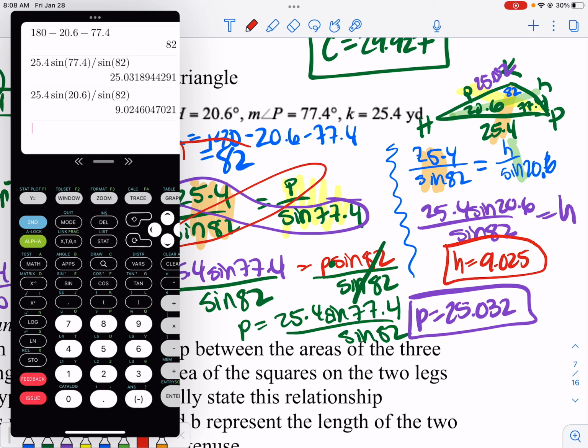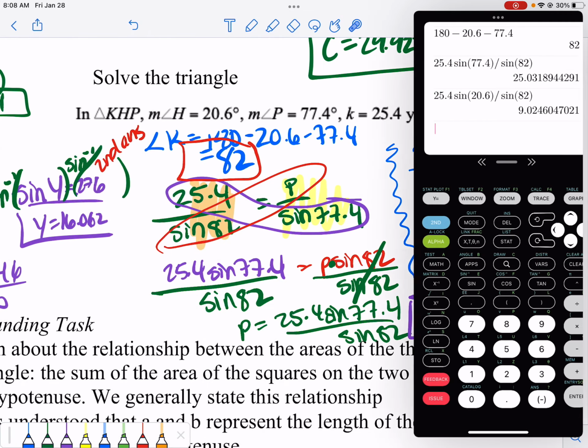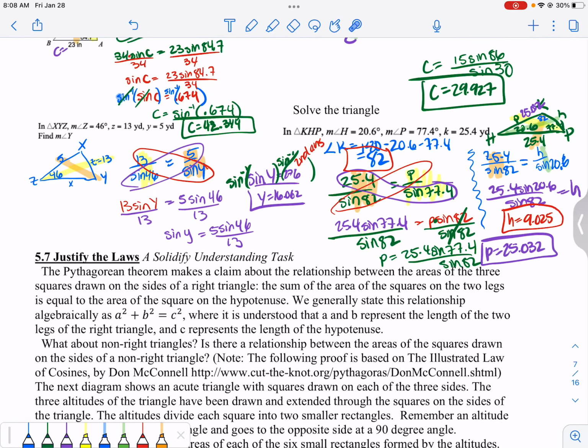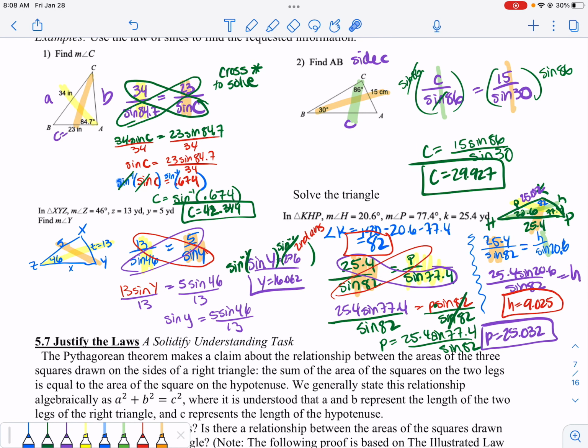So notice we had our angle that we were missing and then our two sides that we were missing. So we had three pieces of information that we needed to find. The only thing that you're doing differently between finding just one piece of information and finding the entire triangle is that you just have more things that you need to do in order to finish it.